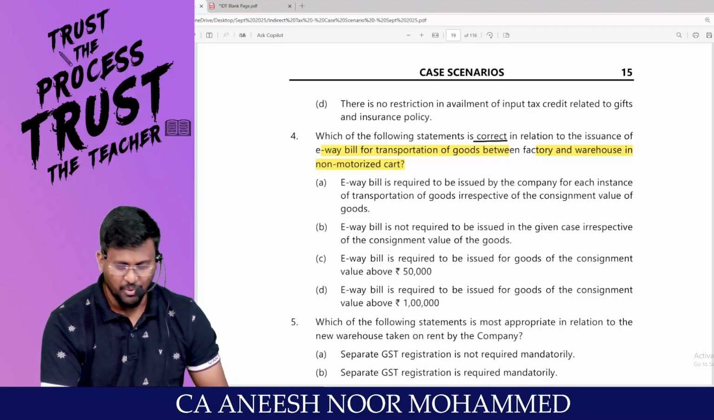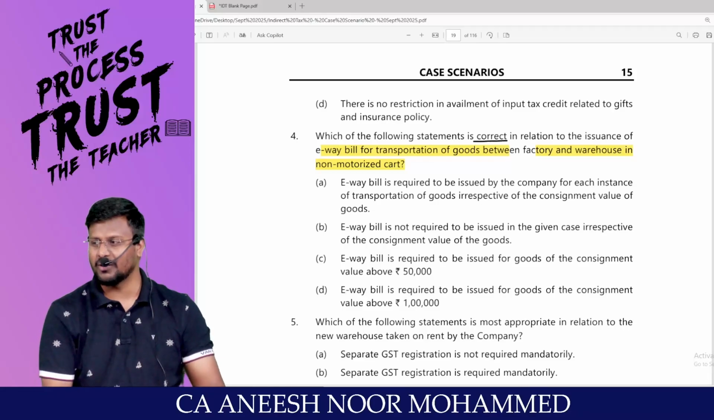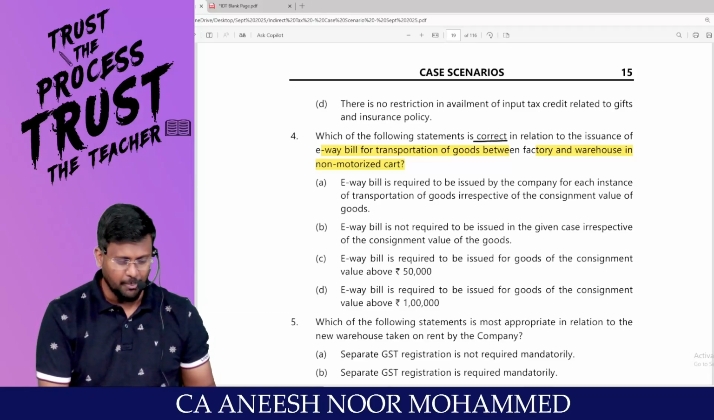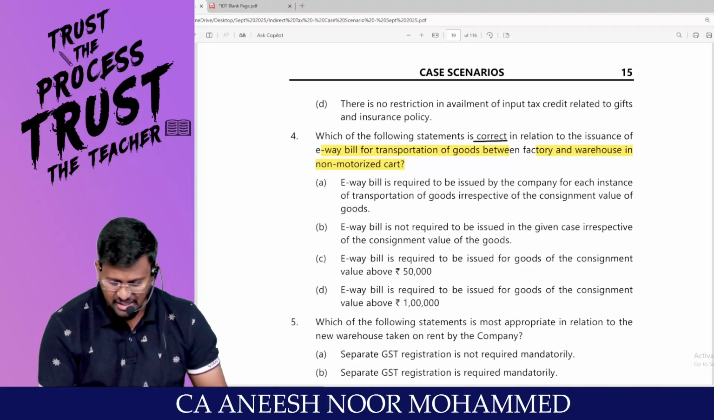Right, sir? For that, I can't raise the e-way bill. Are you already with me? The e-way bill concept itself is not applicable to the non-motorized cart.